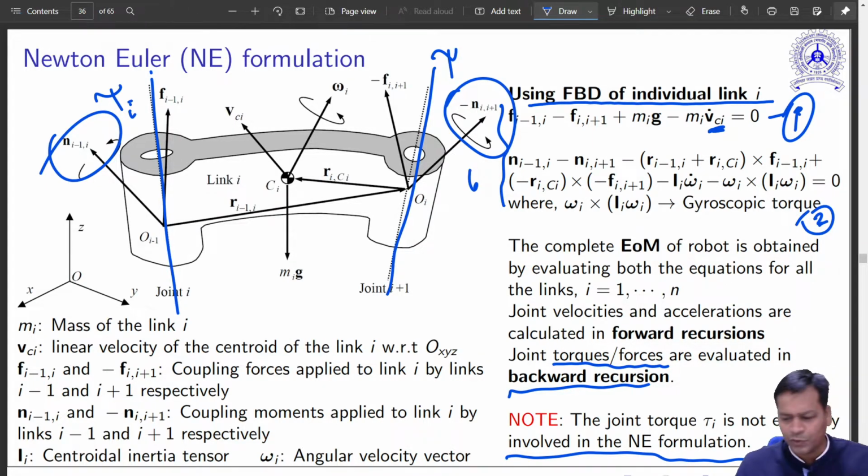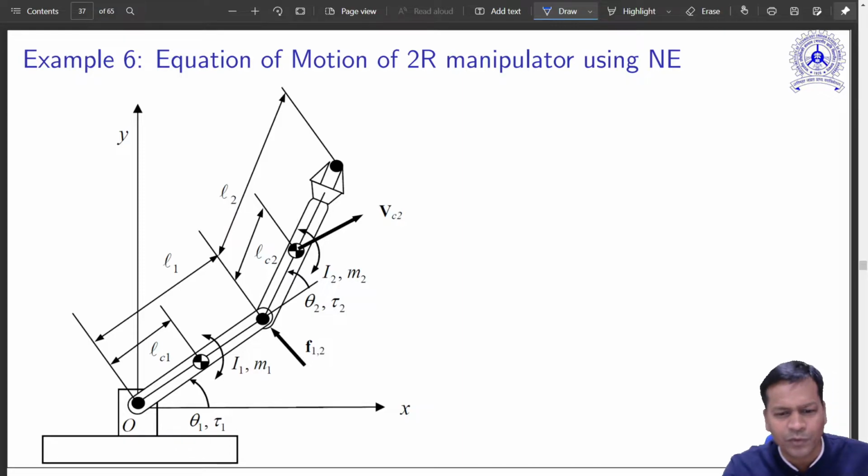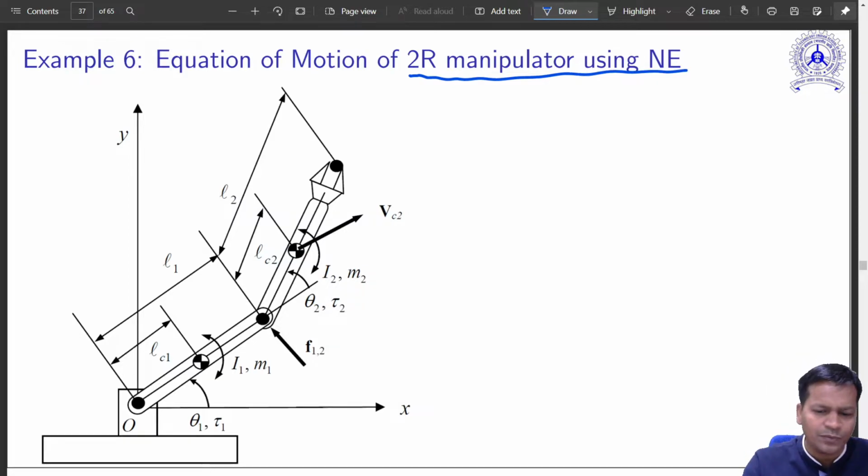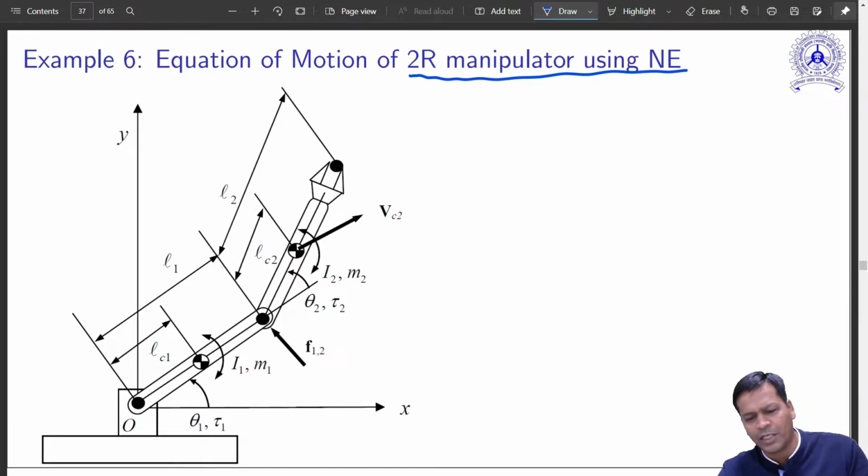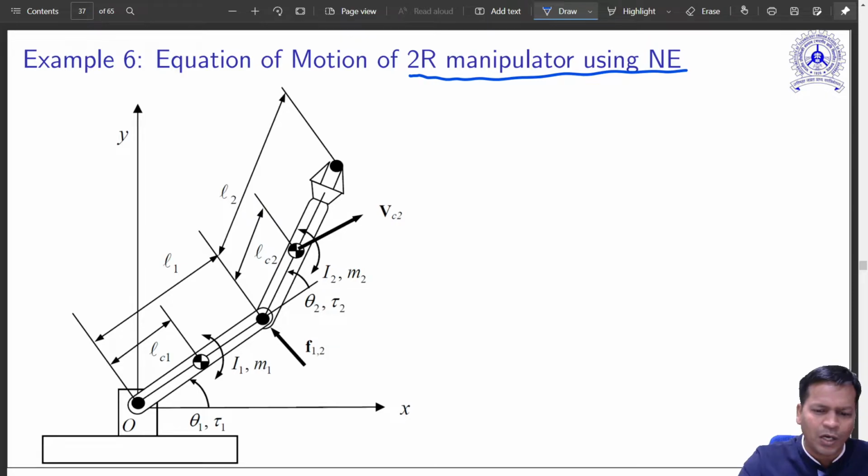Okay, so let us do one example. Let us start with a 2R manipulator using the Newton-Euler approach. What is given is a planar, age-old link system now for us, because we have been dealing with this system for kinematics, for Jacobian, for velocity calculation and many more. So now you are familiar with this type of system. Now you see what I have done.